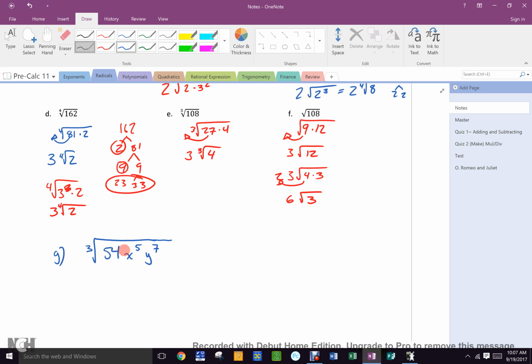Would anybody like to volunteer their answer when they get it? You would like to volunteer your answer? I'm asking you. Just say the answer. I don't know if it's right, but I just got 3xy squared cube root 2x squared y. That is correct. Does everybody understand how to do that?